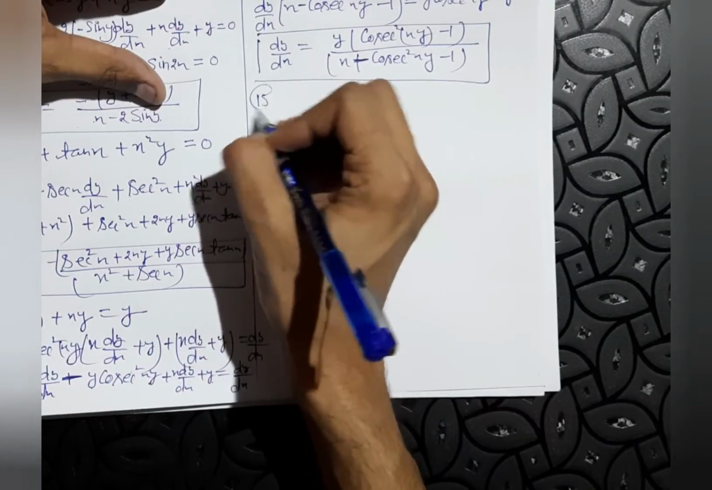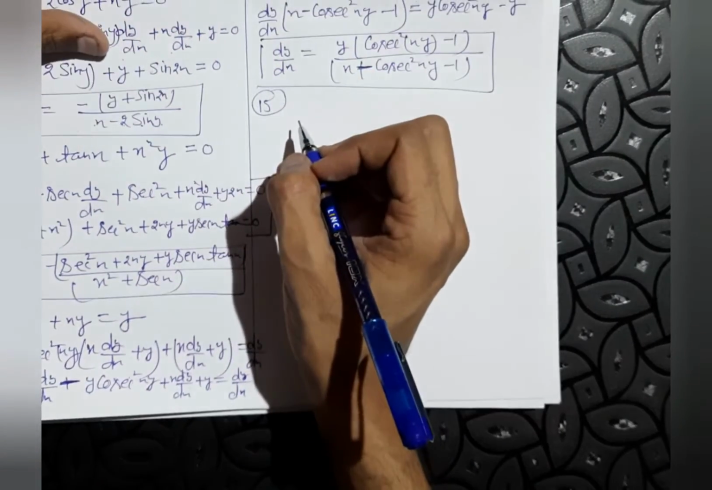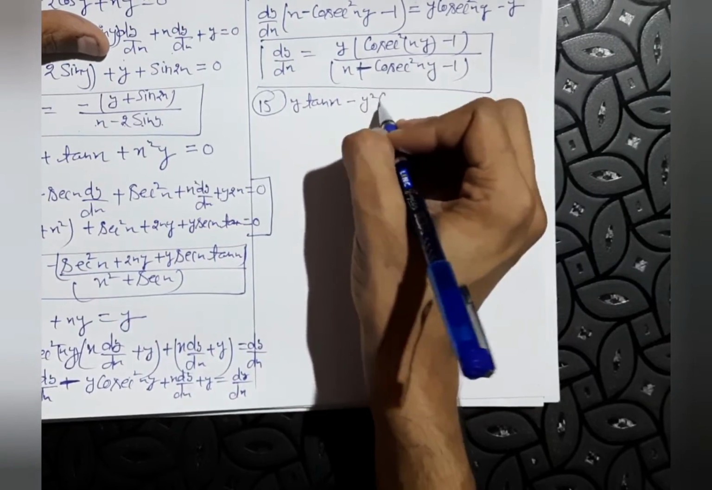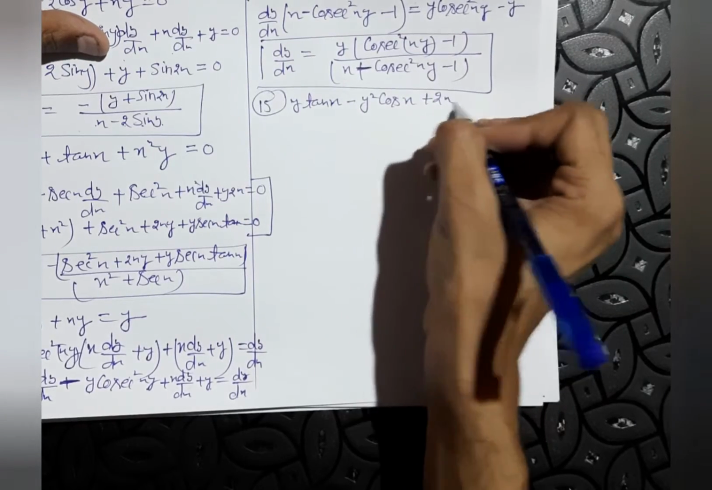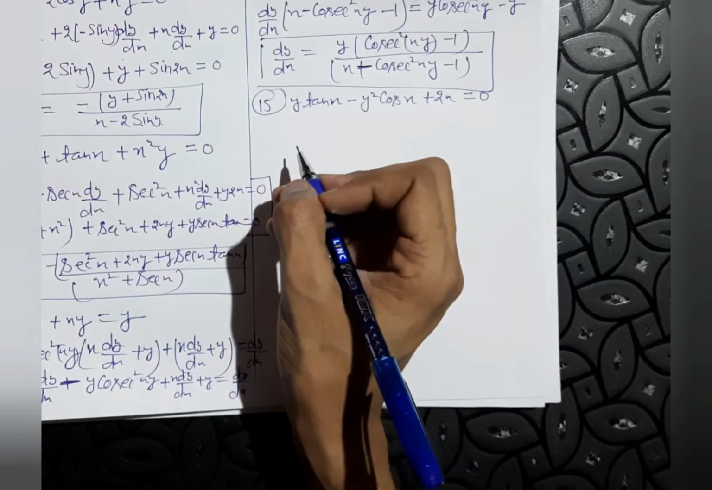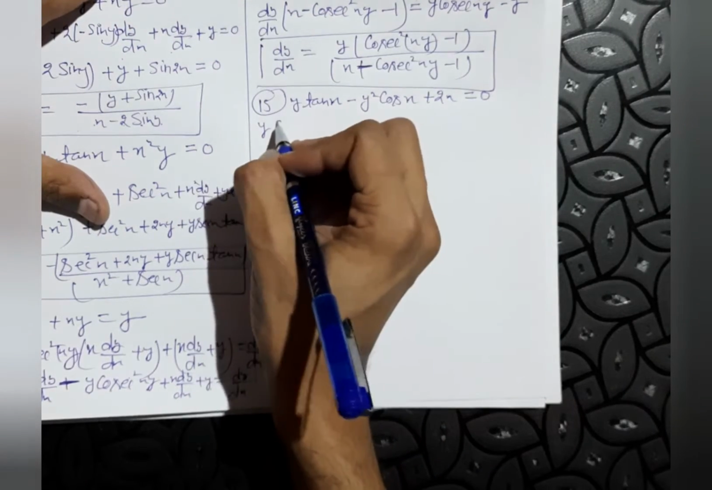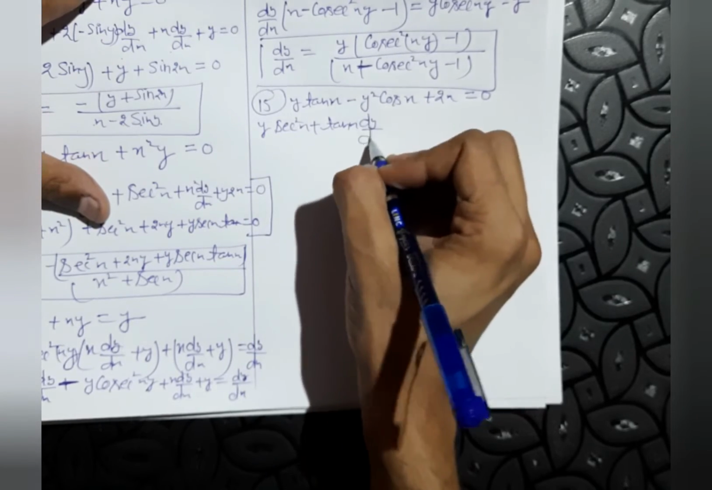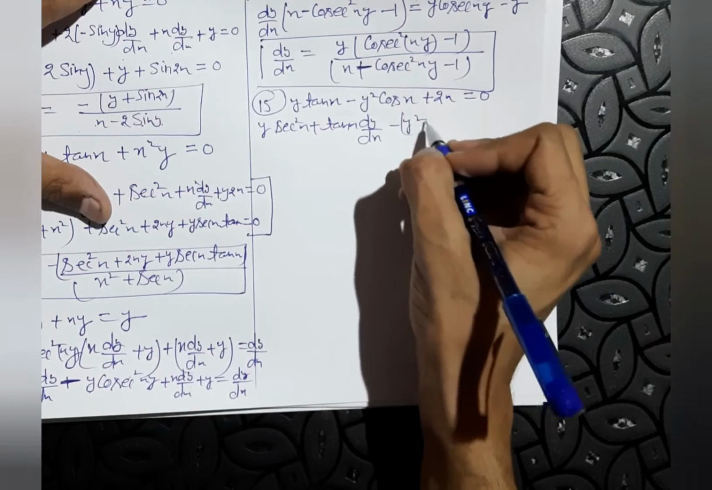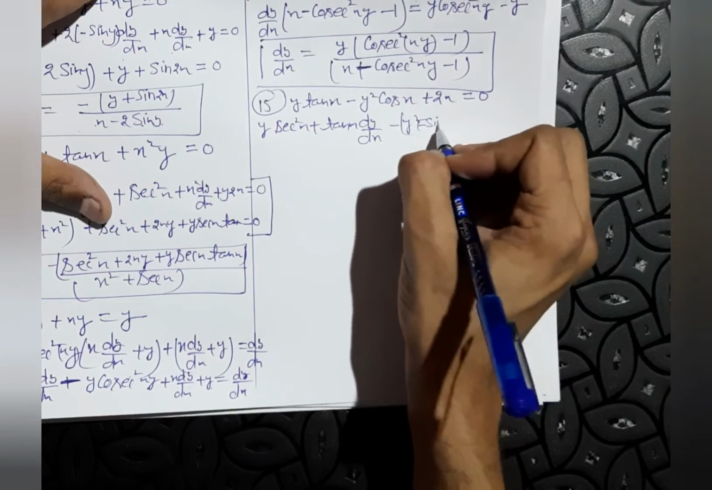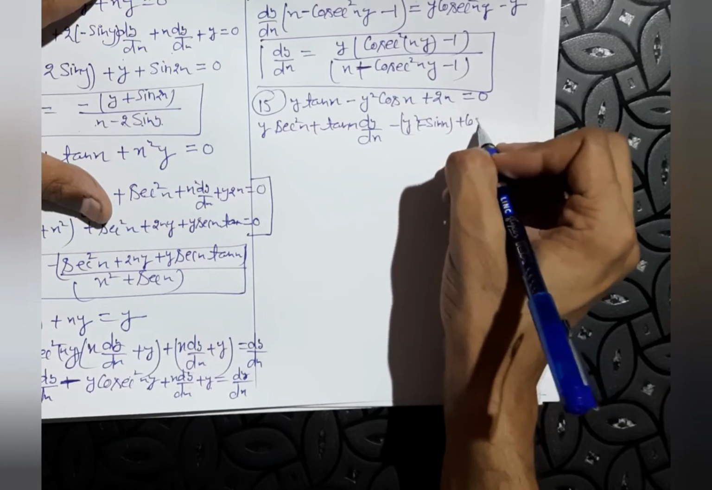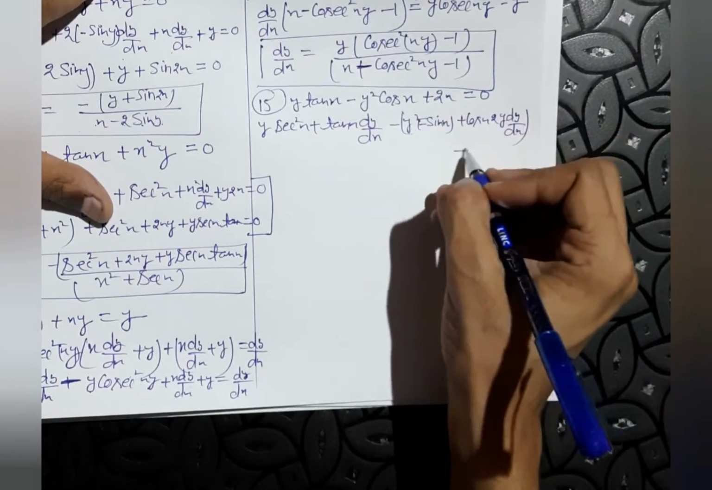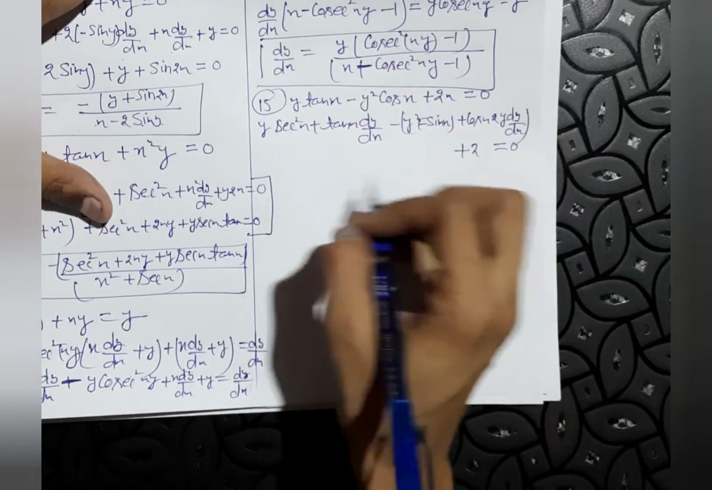Now let's do question number 15. Question number 15 is y tan x minus y square cos x plus 2x equals 0. So y is the same, tan x gives me sec square x, now tan x is the same and y gives me dy over dx, minus y square is the same and cos x gives me minus sin x, and now cos x is the same, y square gives me 2y dy over dx, and plus 2 equals 0 because x is 1.